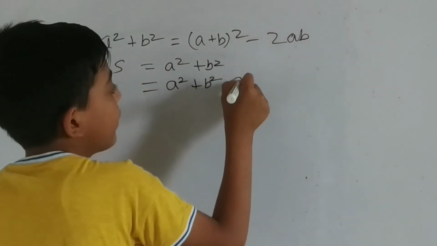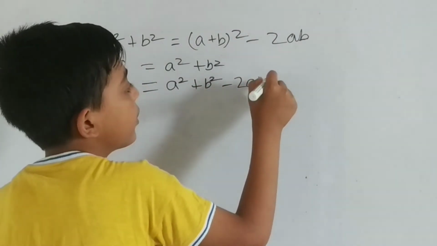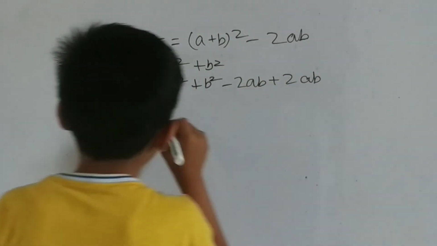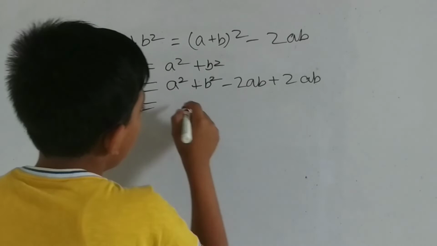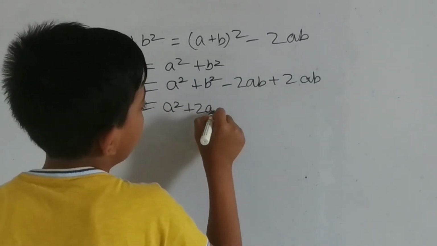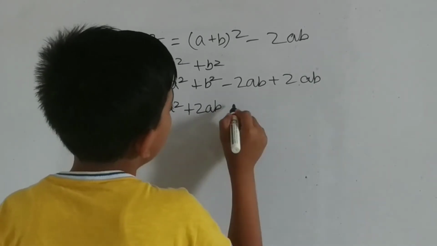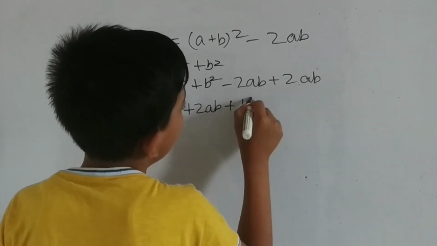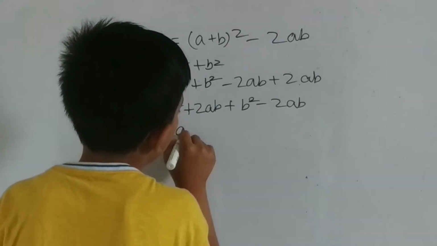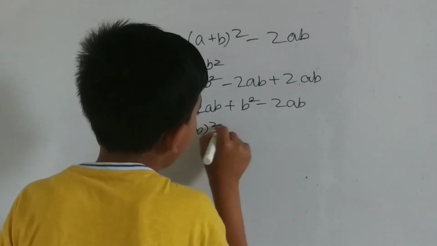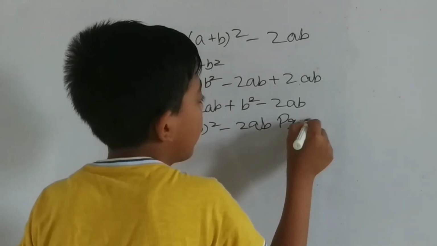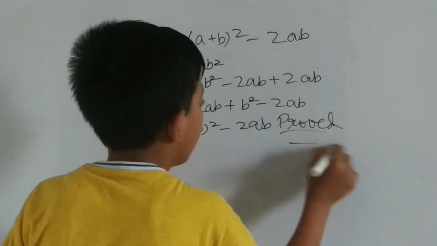Now again we will subtract 2ab, so we should add 2ab. It's the rule of mathematics. Then a square, now this will come here, plus 2ab plus b square minus 2ab, and that's the formula of (a plus b) whole square minus 2ab. And that's how we have proved taking the LHS.